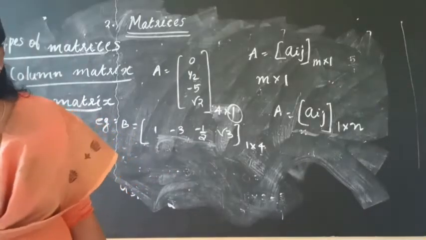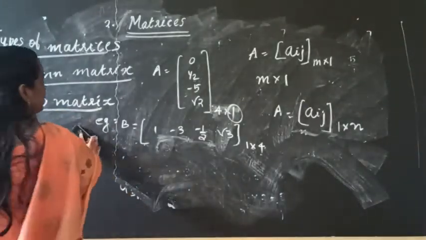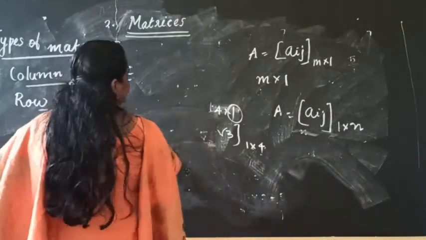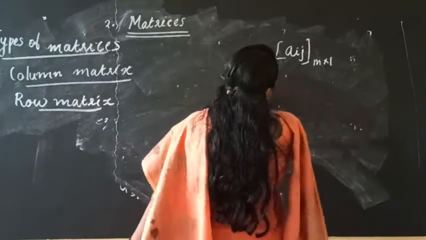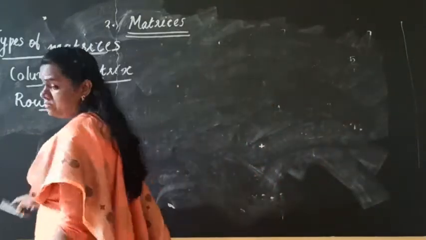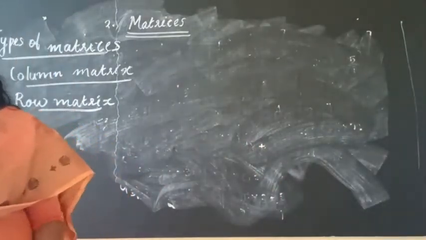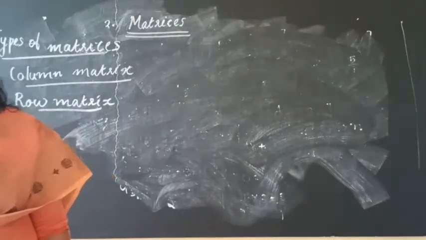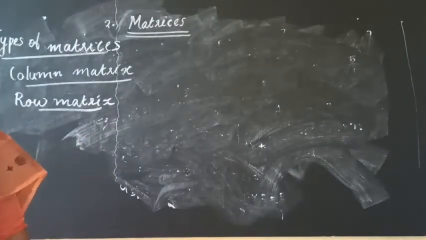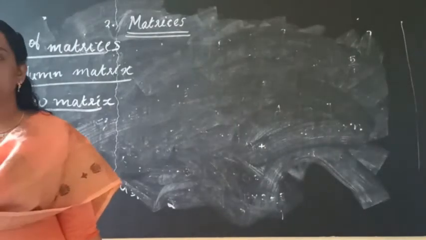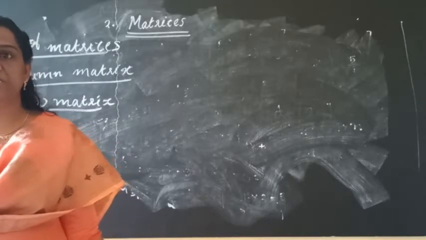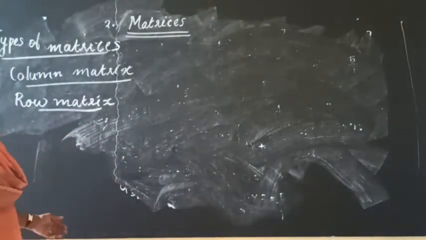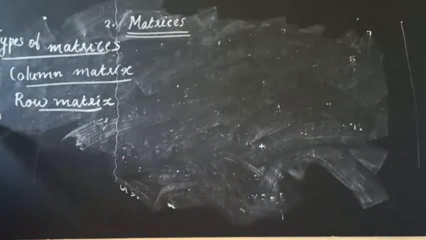The next is square matrix. We are discussing the types of matrix. Square matrix. Square means what? How does a rectangle become a square? If the length and breadth are the same, the rectangle is said to be a square. Then if the number of rows and number of columns are the same, it is a square matrix. Clear?